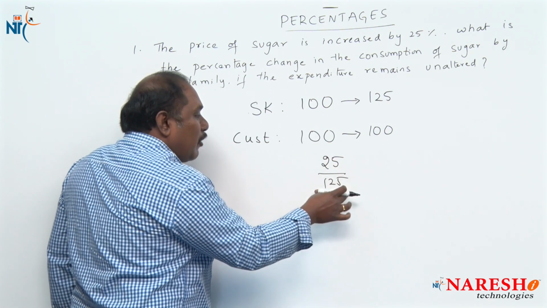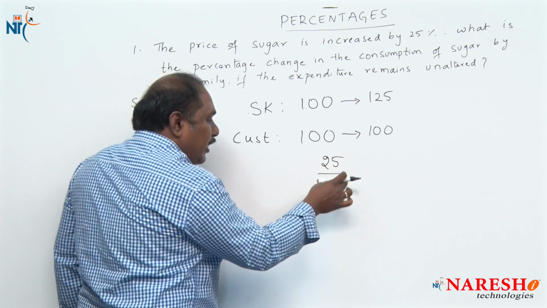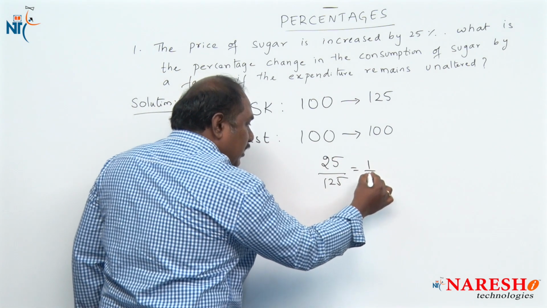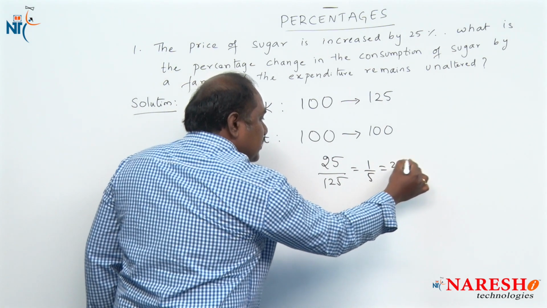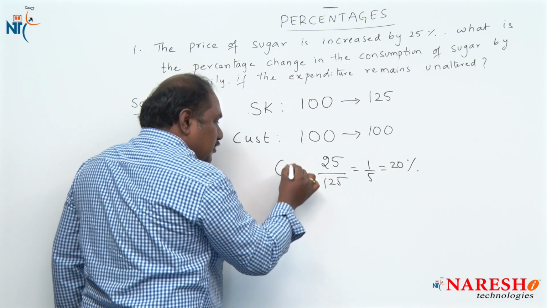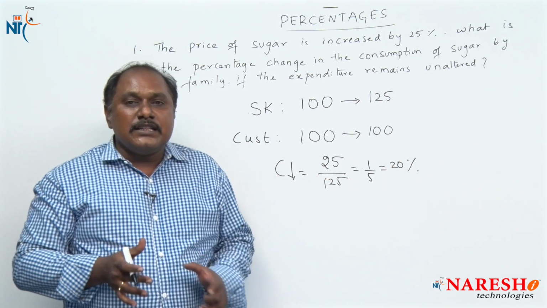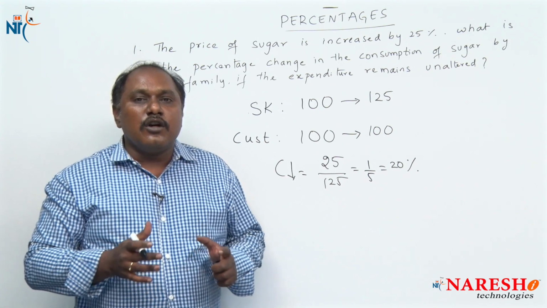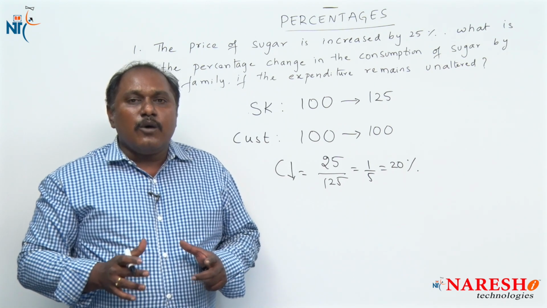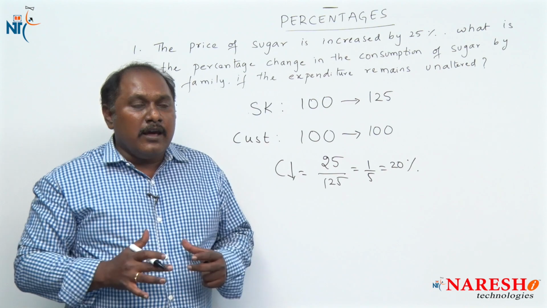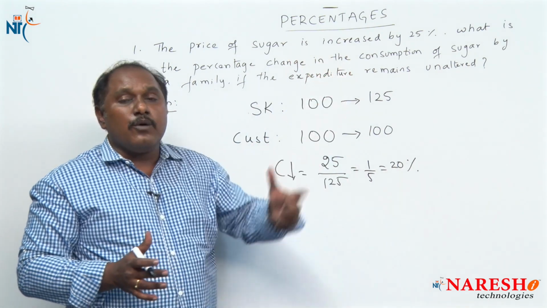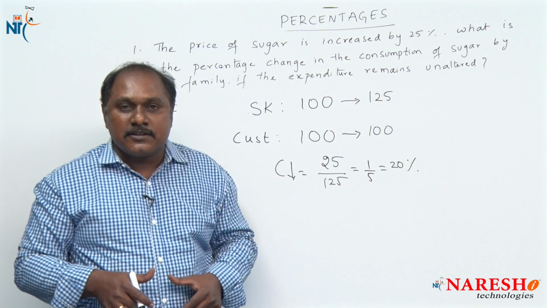Now 25 is what percent of 125? 25 by 125 is 1 by 5, and 1 by 5 in terms of percentage is 20%. So consumption decreases by 20%. Now these are the three methods in which we can solve this problem. Now let's take one more example where here the price is increased. What happens when the price decreases?